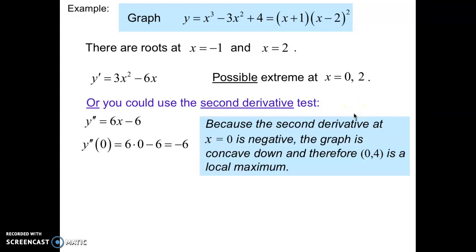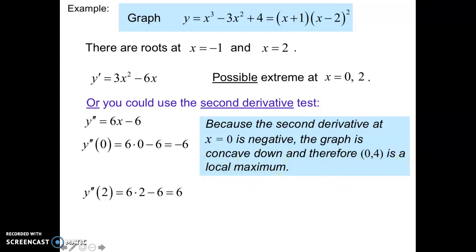Because the second derivative at x equals 0 is negative, the graph is concave down. Therefore, the point (0, 4), again, where did I get the 4 from? This is a point on the original curve, so I put 0 back into the original curve to get the point on the original curve, which must be a local maximum.